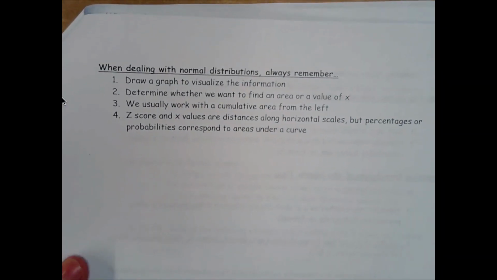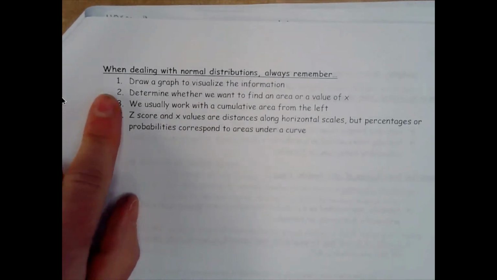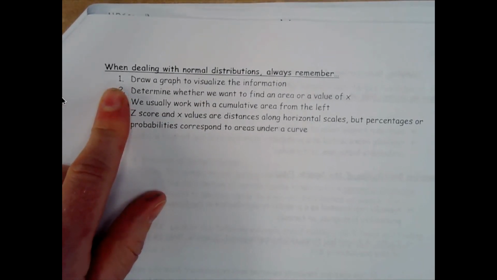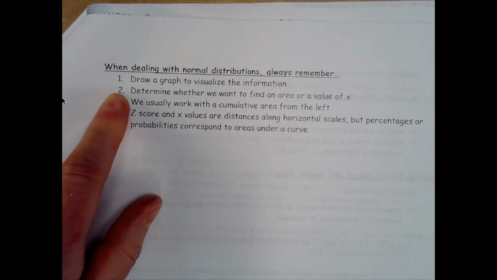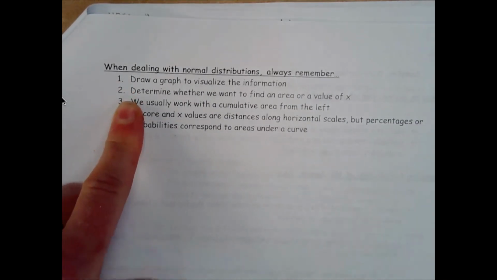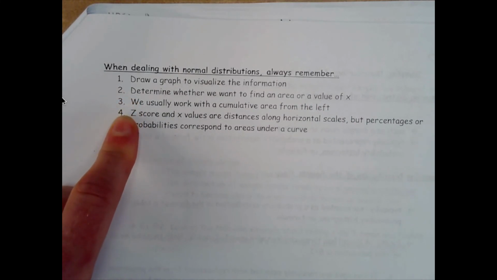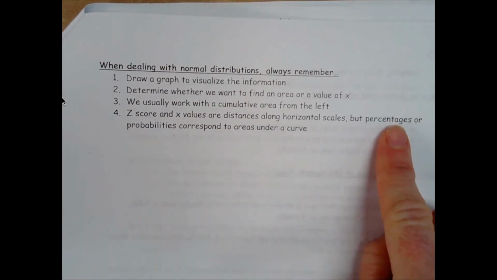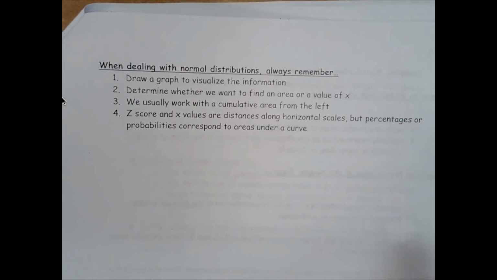When dealing with normal distributions, always remember, draw the graph to visualize the information. Determine whether we want to find the area or the inverse. We usually work with cumulative area to the left. So if they've given you the right side, just subtract from 1 to find the left side. And then z-scores and values are distances along the horizontal scale. Percentages or probabilities correspond to area under the curve. All right, that is it for 6-2.